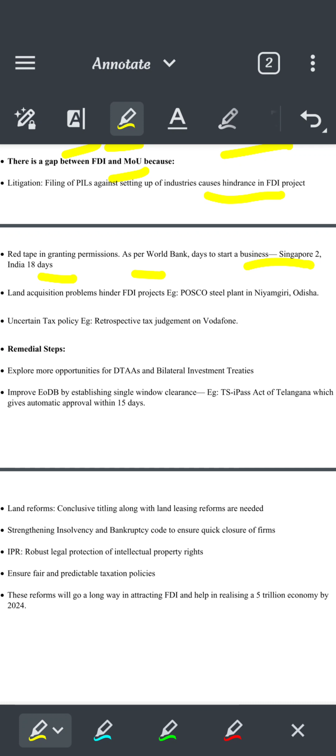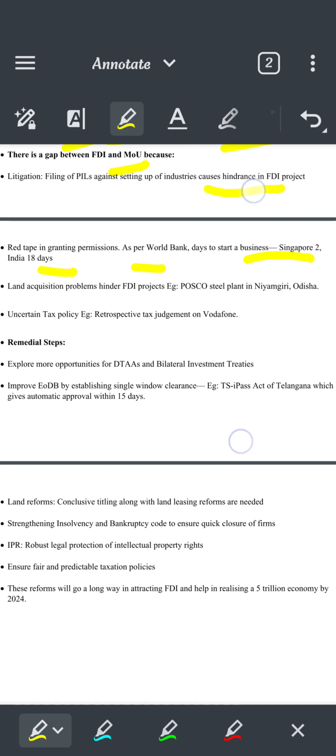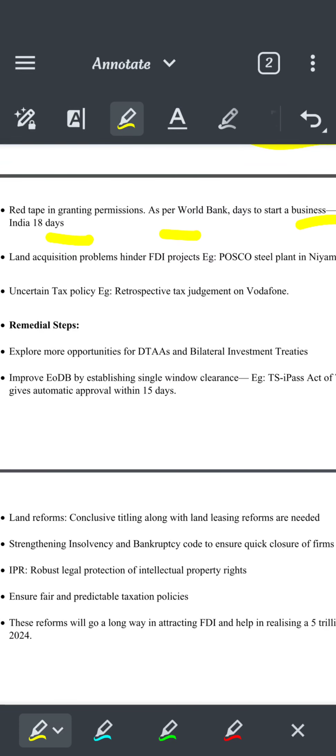Example, the steel plant in Yamgiri, Odisha. Next is uncertain tax policies. Example, the retrospective tax judgment on Vodafone. So what are some of the remedial measures for this?